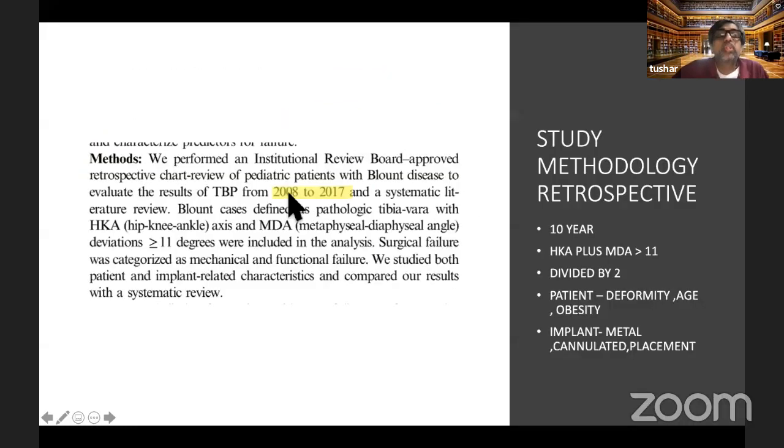So they reviewed patients between 2008 and 2017. So in 2007, I think Peter Stevens' paper was published. Following that, for 10 years, whatever they have done, they've taken a review, and then they characterized it on the basis of deformity, age, obesity, and implant, whether they used cannulated or non-cannulated screws, and what metal, and how they placed the implant, whether on the distal femur, upper tibia, or only the upper tibia.